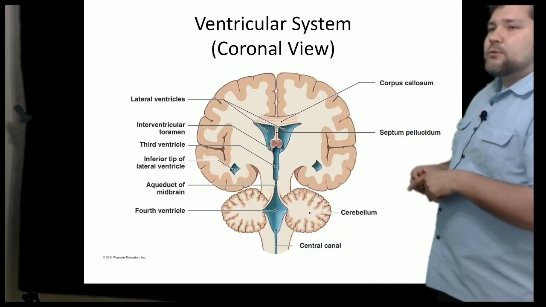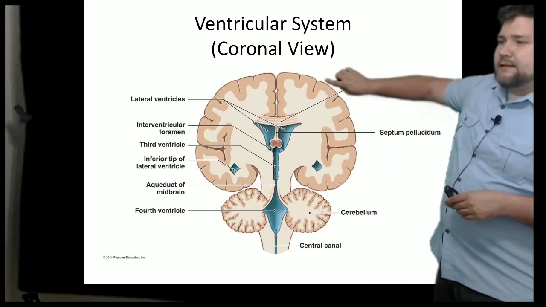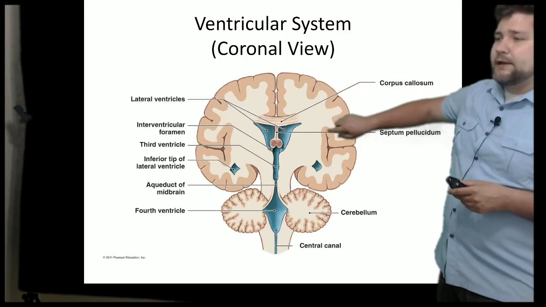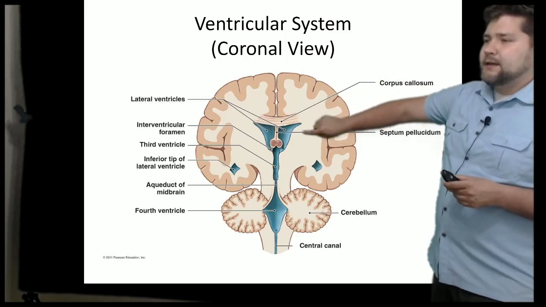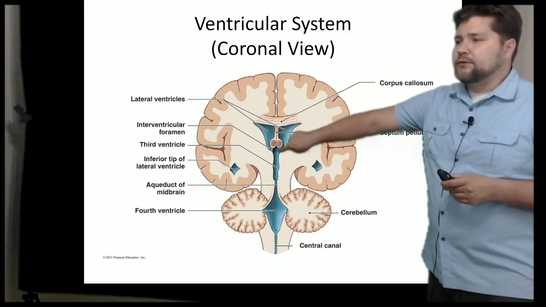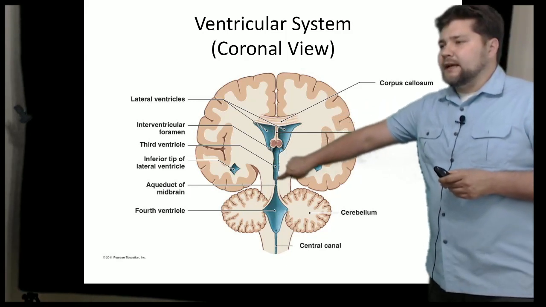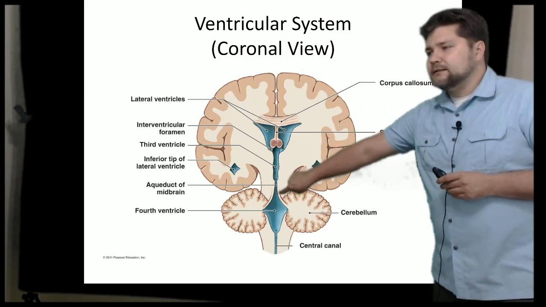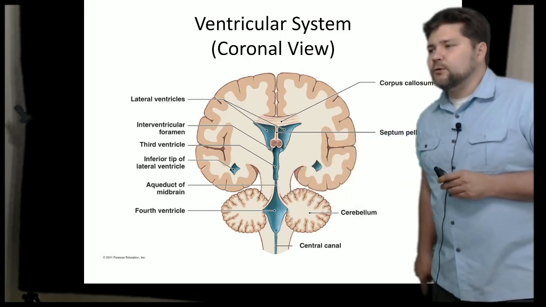Here's our nice coronal view. Here you can see what we were talking about earlier. All this, I guess you call it brown, is our gray matter, and then the white matter is on the inside. We have our lateral ventricles. We have our third ventricle. We don't see our interventricular foramen, but we do see our cerebral aqueduct, and then we see our fourth ventricle down here.